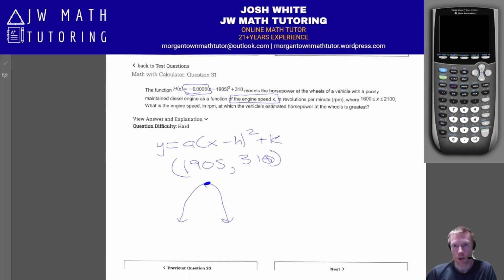So where is the horsepower, or the y value, going to be the greatest? It's at the maximum point, which in a quadratic function is always at the vertex. So this question is really just asking for the x coordinate of the vertex, and you can get that by looking at the function you're given right here. The correct answer for this one is just 1905. You just grid in 1905, and that's it.